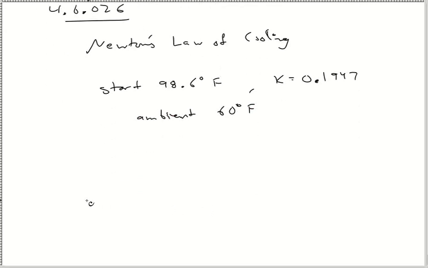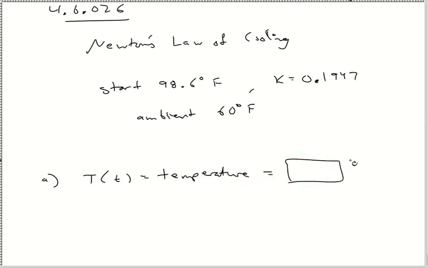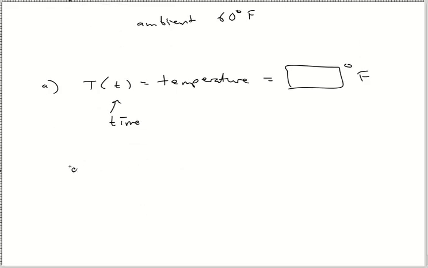So what's going on? Well, part A says find the temperature in terms of t. Again, there's T of t. Kind of weird. Temperature is what they're actually looking for, so blah, blah, blah degrees Fahrenheit. But this is in terms of time. So over time, the temperature is going to go down, Newton's law of cooling. And so I'm going to give you this formula.